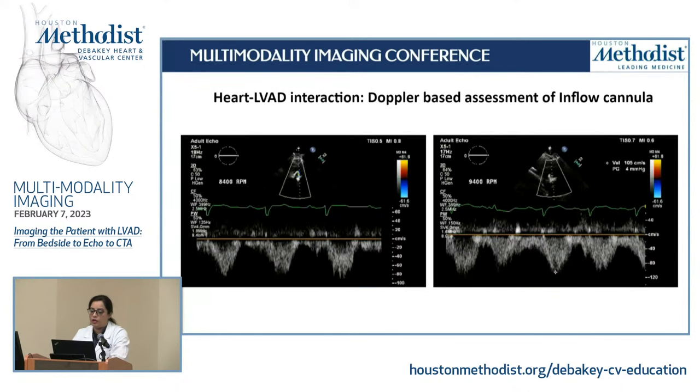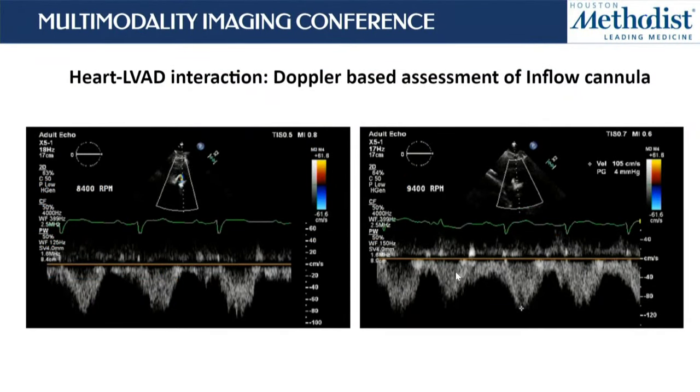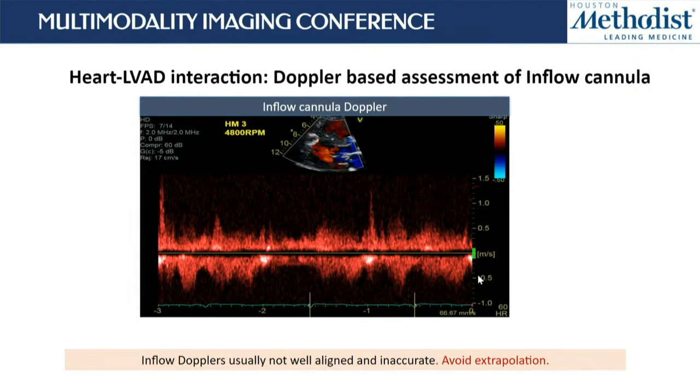So again, Doppler assessment of the inflow cannula: as I mentioned, as you increase the pump speed, you see that there's flow through diastole as well as systole. I will make sure to give you this caution statement. Usually, these are not accurate. Usually, they're not well aligned. Do not extrapolate.